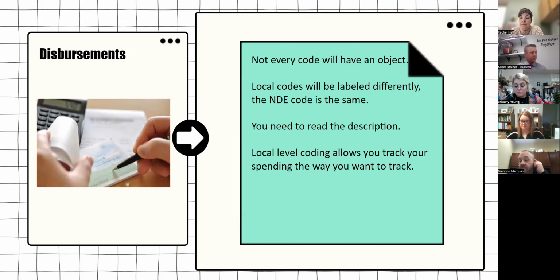I think too with this stuff, there's going to be things along the way where your business manager and you as a superintendent are going to be like, how do you code this? They both told me this, and then you're like, I don't know.